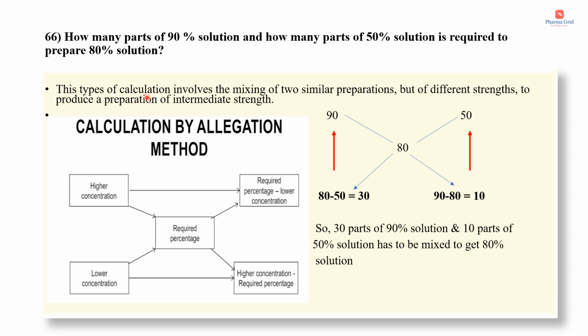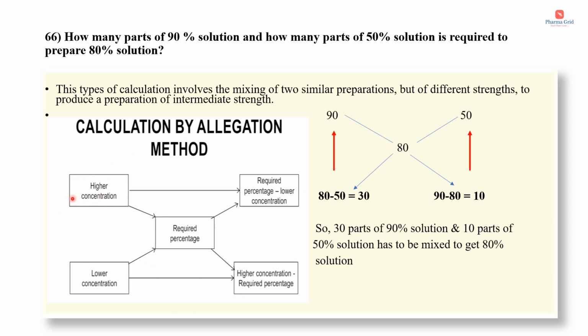This type of calculation involves mixing of two similar preparations but of different strength to produce a preparation of intermediate strength. In this type of calculation, we are mainly using the alligation method. So this is how we will do the alligation method.